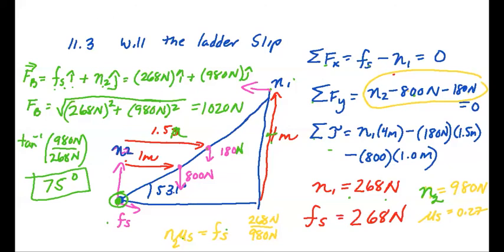Okay, so that was a very colorful 11.3. This is example 11.4, and it is called equilibrium and pumping iron.